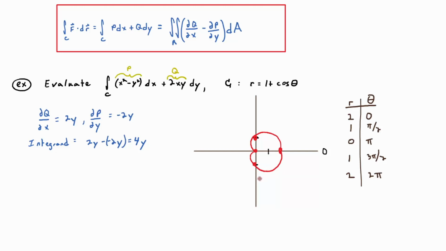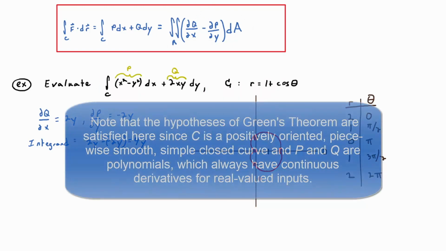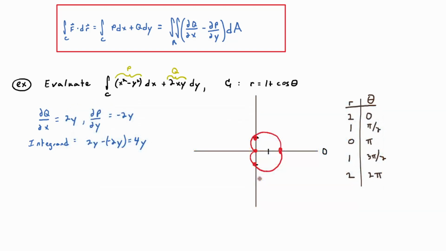So what Green's theorem says is this line integral should be equal to a double integral, because that curve C satisfies the hypotheses. And by the way, P and Q do too. The derivatives will be continuous. That won't be an issue here. Okay? Now, let's set up the integral.